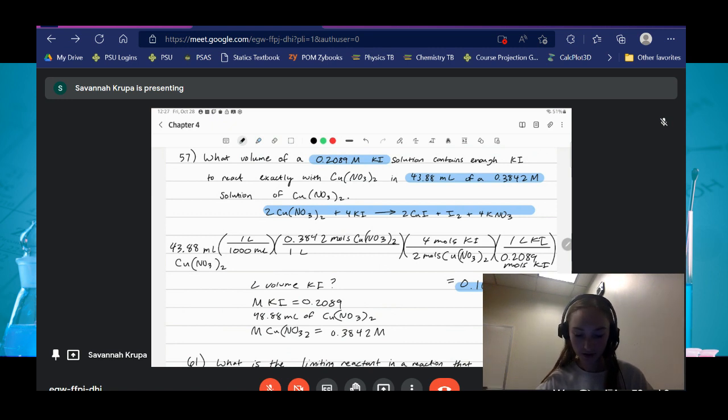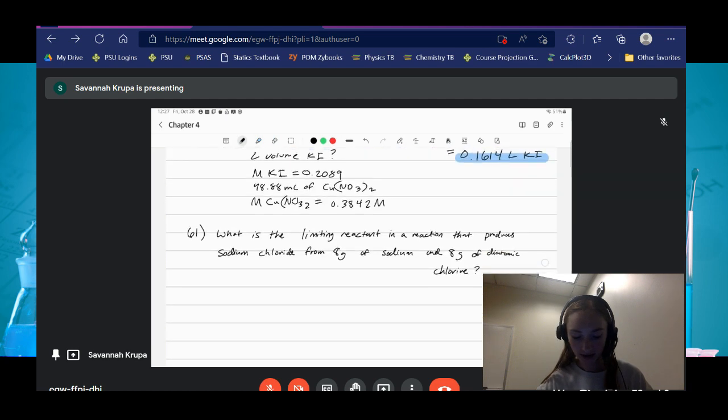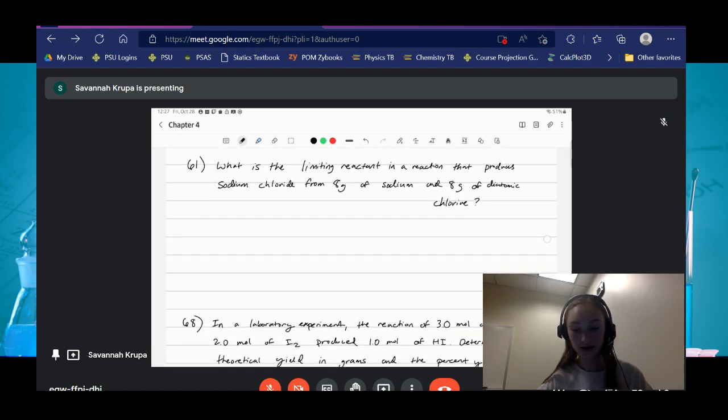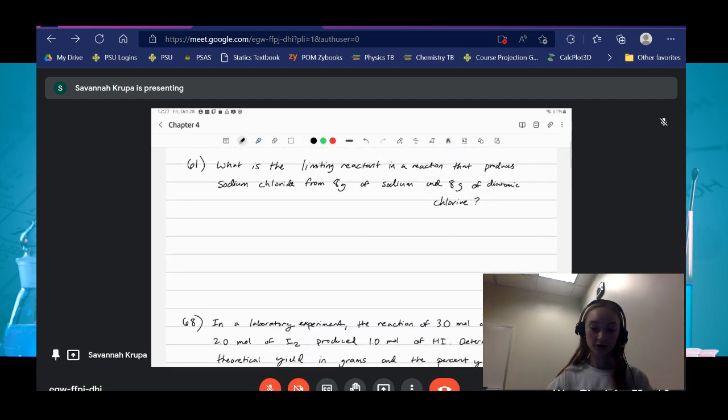So let's move on to another question. This is asking for limiting reactants. It's asking, what is the limiting reactant in a reaction that produces sodium chloride from 8 grams of sodium and 8 grams of diatomic chlorine? Okay, it does not give us a reaction here, so we will have to write that and balance it before moving forward. It's a reaction that produces sodium chloride, so that's going to be on the right side.